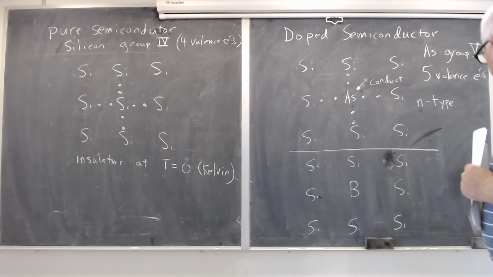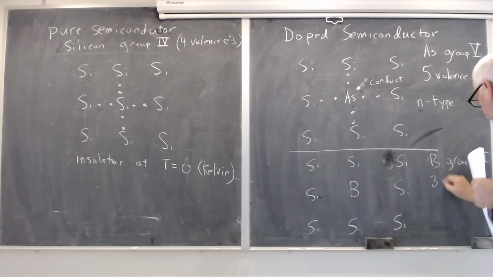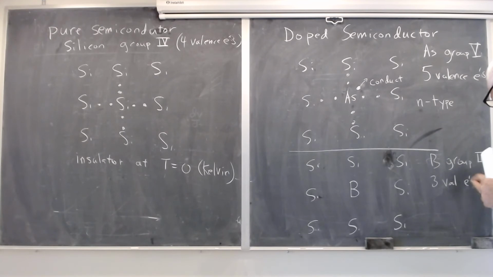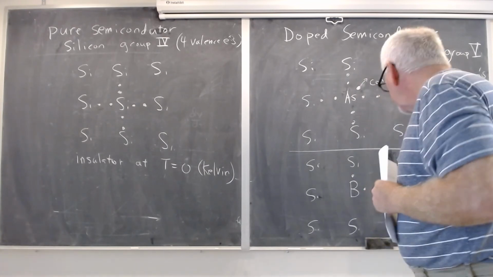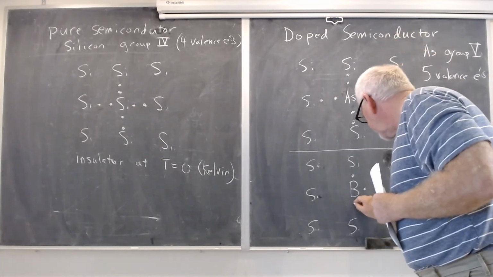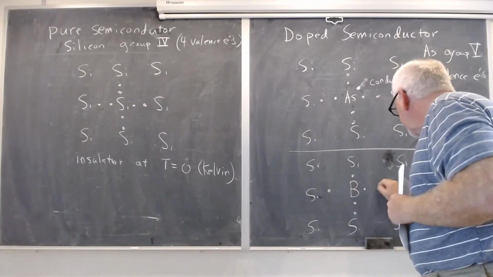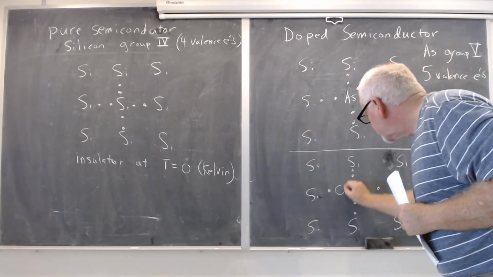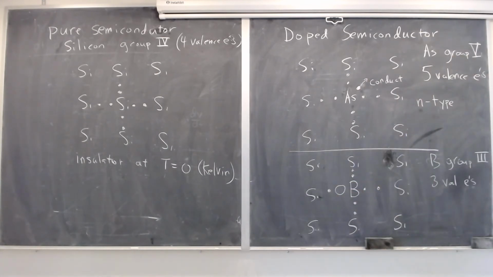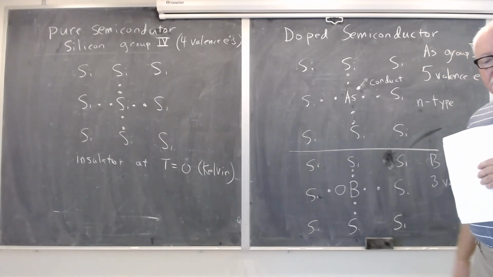Okay, so now let's put boron. Boron is group 3, and so it has 3 valence electrons. And so if we start drawing our picture here, 1, 2, I'll put it down here. There's its 3, and here's the neighboring silicon with its contribution. And you see that there's this missing one here, and so a bond is missing a valence electron.